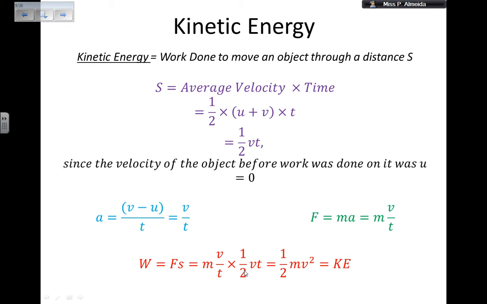So 1 over 2 times v times t, 1/2, the mass, times, and I have v here and v here, so times v squared, and then I have t, and here multiplying and here dividing, so the t's cancel out. So I just demonstrated to you that I derived the formula that work equals kinetic energy, which equals 1/2 times the mass times the velocity squared.